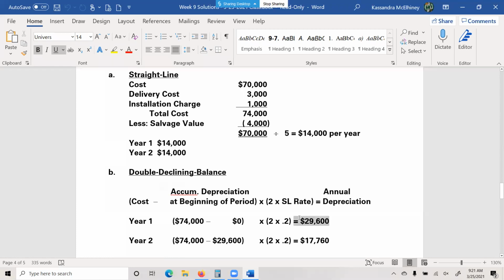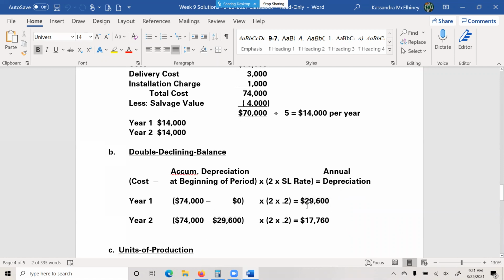This amount is our accumulated depreciation at the beginning of year two. So that's why we see that figure right here as well. And then for year three, our accumulated depreciation would be the sum total of depreciation for year one and year two, if they asked us to do year three, which they did not.